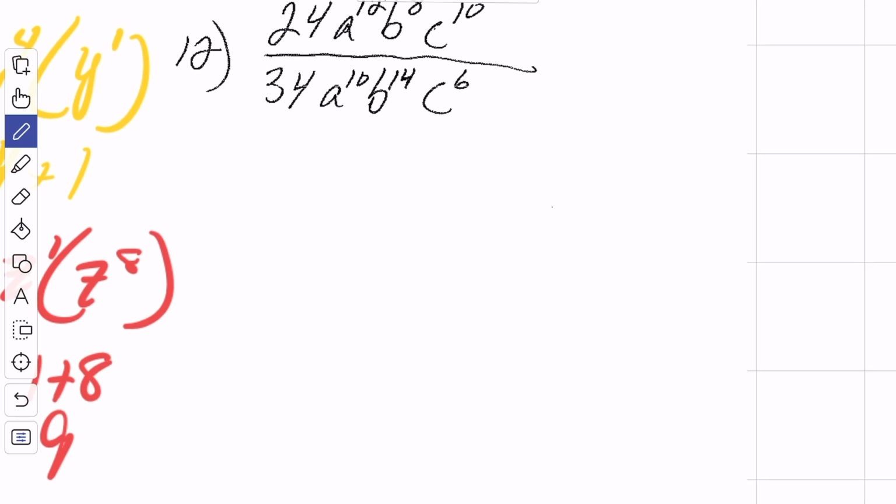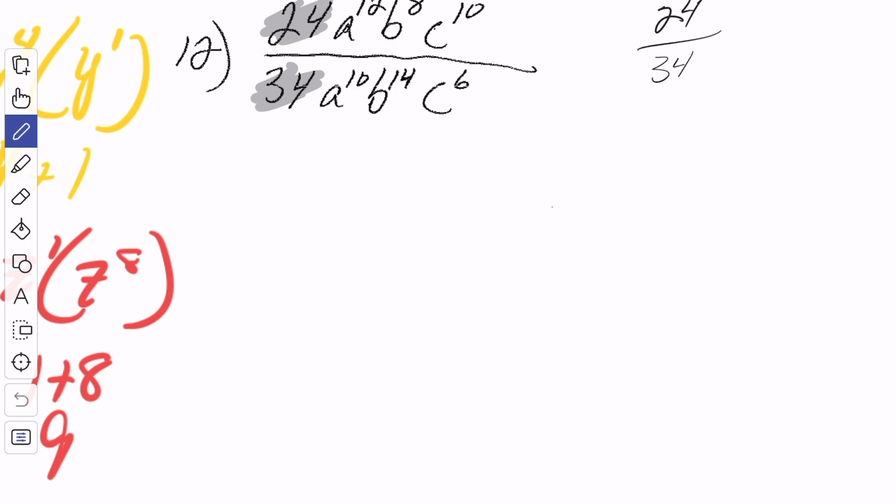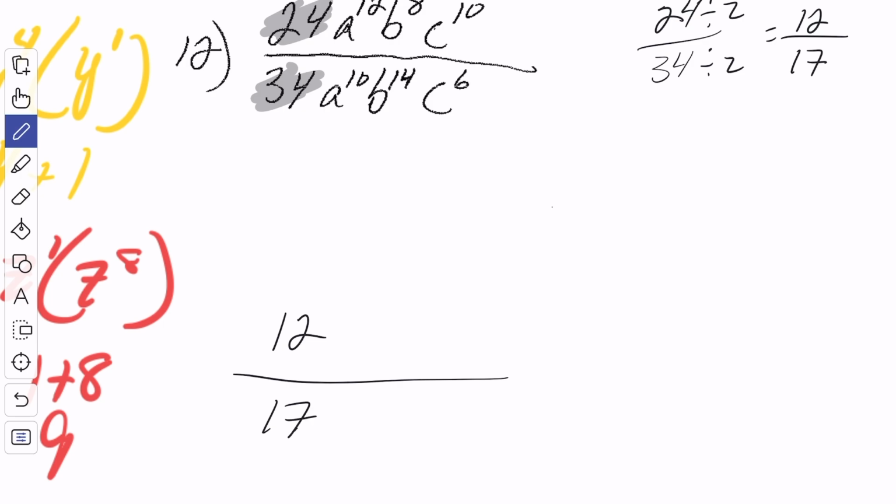So as we move on to number 12, same thing here. We're going to just treat our coefficients like they are the same. So I can just take these numbers and, if I gave you 24 over 34 and asked you to simplify that, that's what we're doing here. Well, they're both even, so we know that they're both divisible by 2, and 24 divided by 2 is 12, and 34 divided by 2 is 17. 17 is prime, so we can't simplify it anymore. So I know that this fraction is going to at least be 12 over 17.